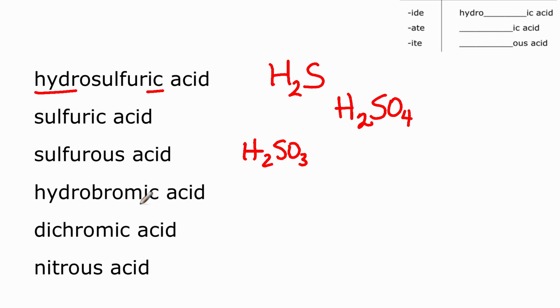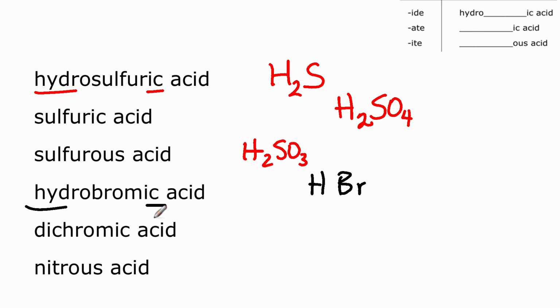Okay, hydrobromic acid, there's a hydro and an "ic." Here's hydro and "ic," must have come from an "ide." So this must have come from bromide. The bromide ion is a negative. There's only one negative, so I just need one hydrogen to hook up with that. So hydrobromic acid, HBr.